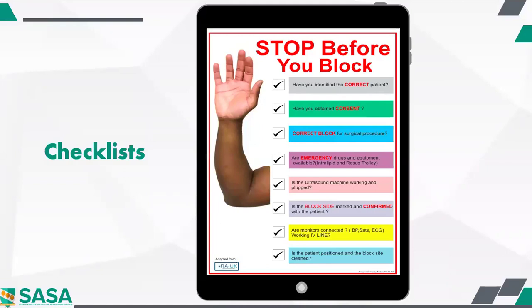Standard monitors must also be attached before the block is administered, including a patent IV line, and the staff involved in the block should be aware where the emergency drugs are, including intralipid, should local anesthetic toxicity occur. Obviously it is rare, but if it does happen, it's important to know where the emergency drugs are.